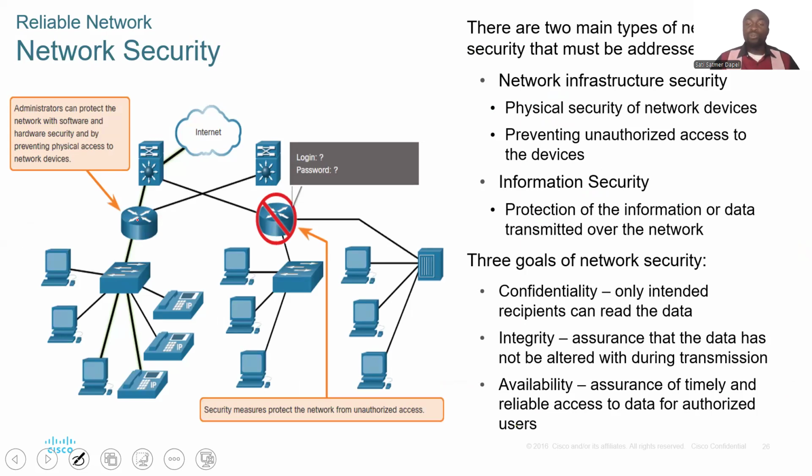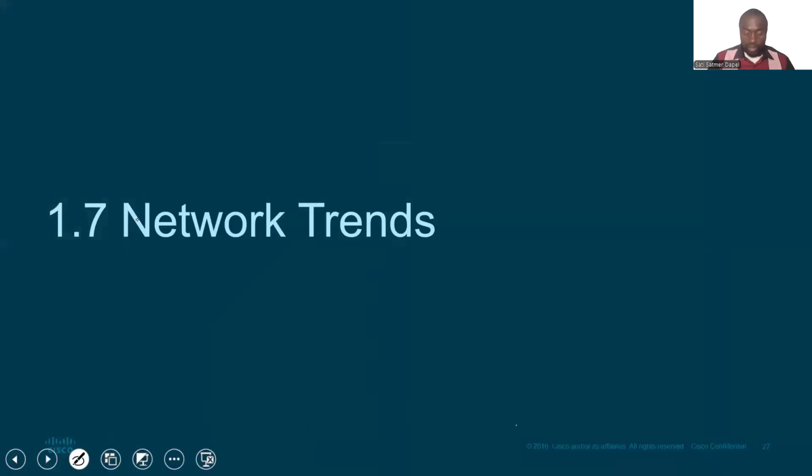There are two main types of network security that must be addressed. Network infrastructure security talks about the physical security of the network devices, preventing unauthorized access to the device. Information security is another, which talks about protection of the information or data transmitted over the network. The three goals of network security are confidentiality, integrity, and availability. We call it the CIA. So when you are setting up your network, you need to consider security. It is very, very important.